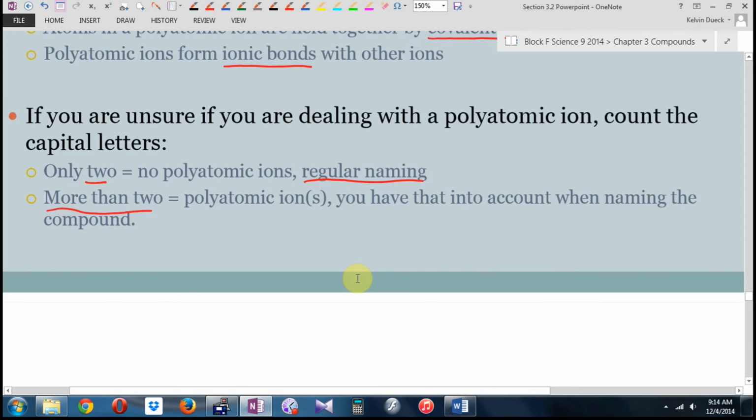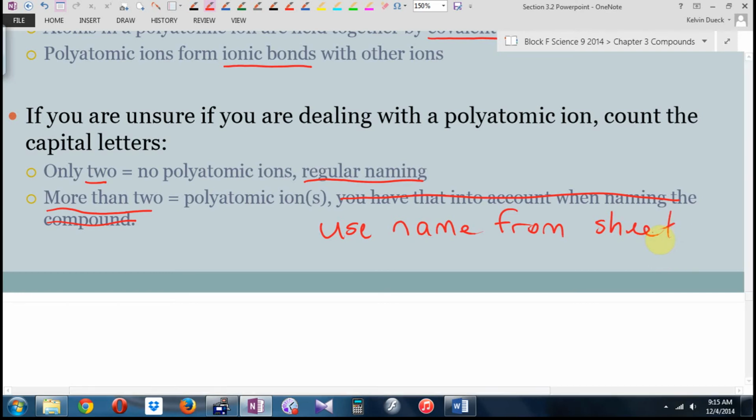If you want a shorter one, you can say this: use the name from the sheet. In other words, if you look at the polyatomic ions, none of them end in "ide." Some end in "ate," some end in "ite." Use whatever the name there is from the sheet.